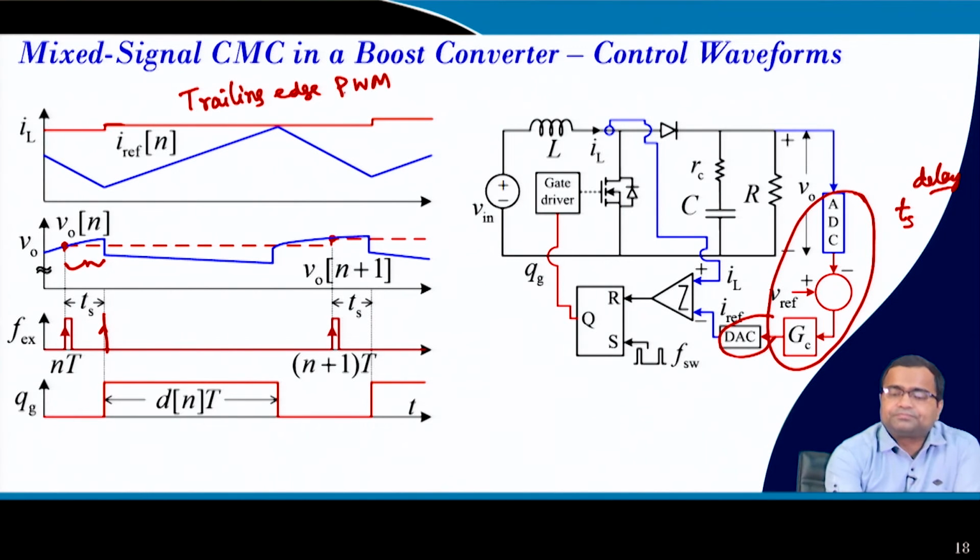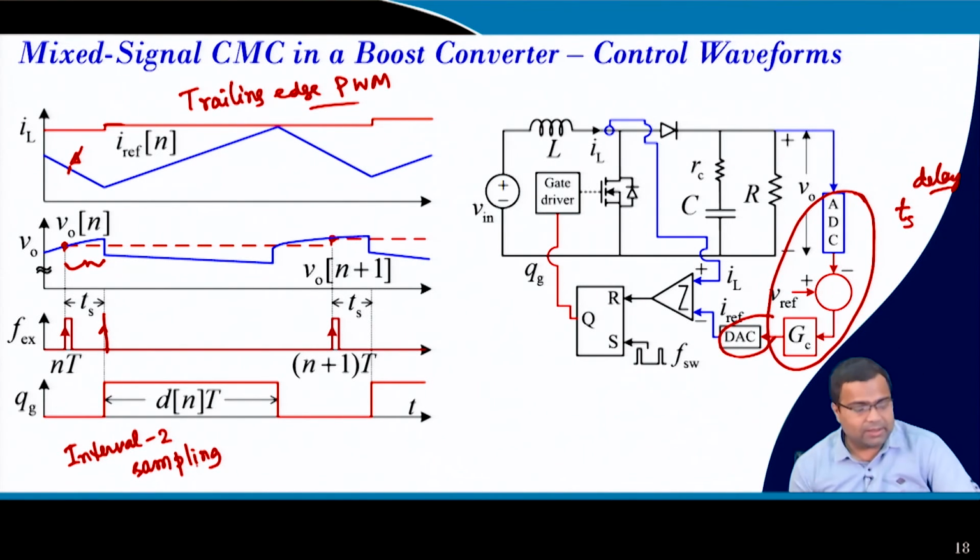Now, it is a regular trailing edge modulation, that means it is a regular trailing edge PWM, but with some sampling delay, and since we are taking the sample during the off time, that means when the switch is off, this is sometimes called interval 2 sampling. Okay. So, that means we can realize this mixed signal current mode control implementation.